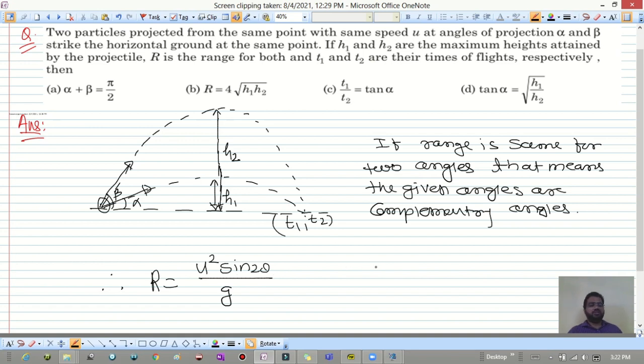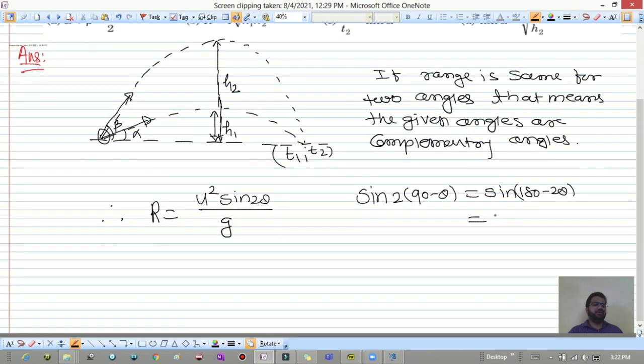So sine 2 theta we have. Now sine of 2 into 90 minus theta, you will get this as sine of 180 minus 2 theta. And as you can see, sine of 180 minus 2 theta is sine 180 into cos 2 theta, minus cos 180 into sine 2 theta. Sine 180 is 0. Cos 180 is minus 1. So you will get sine 2 theta only.